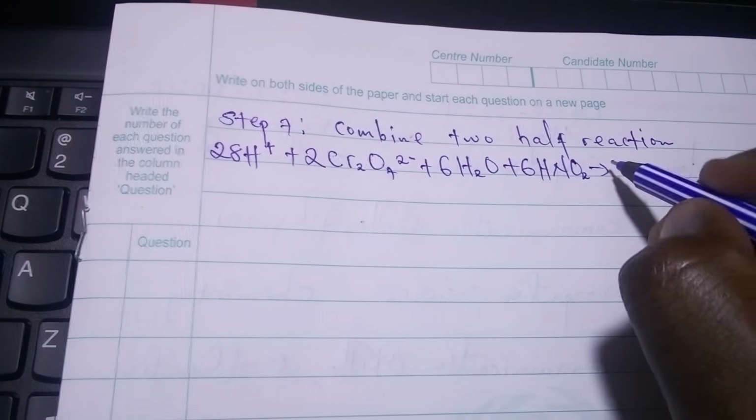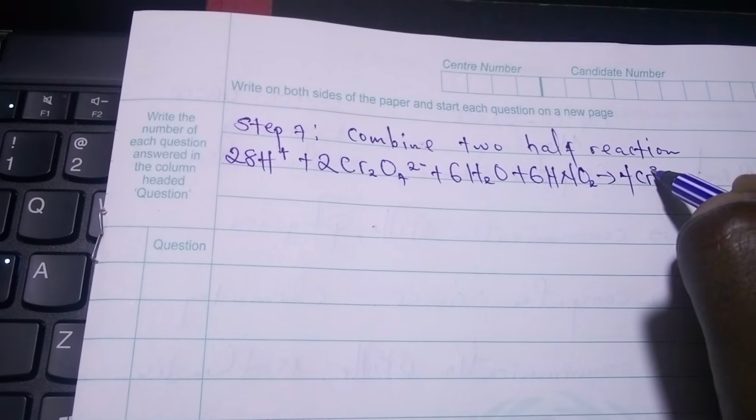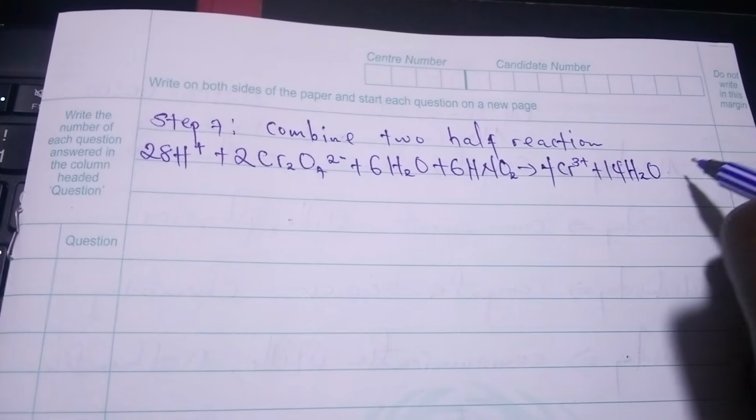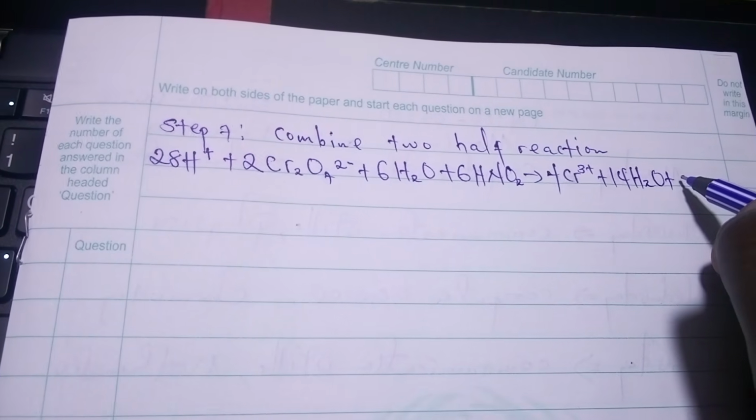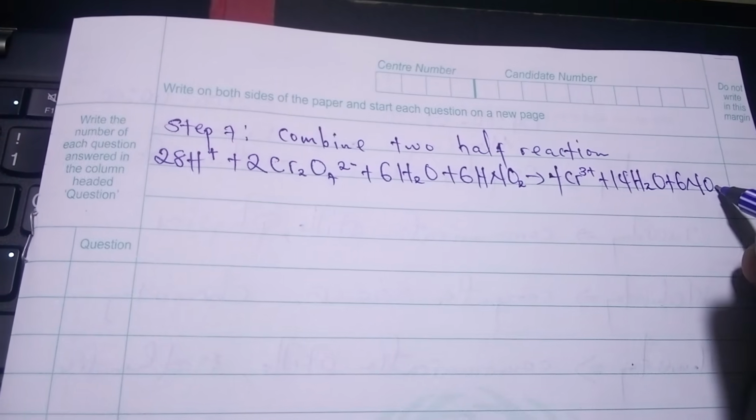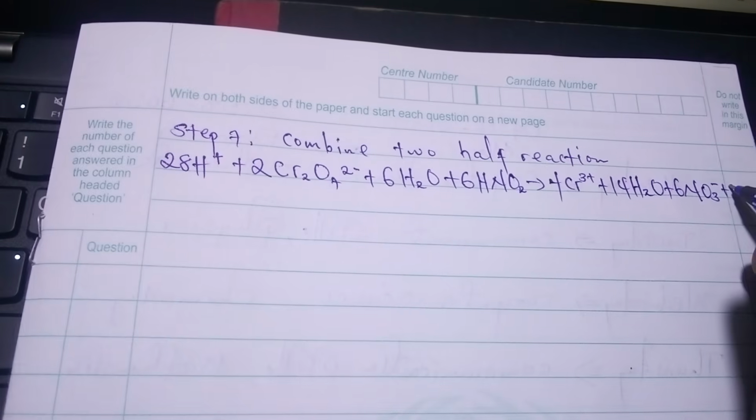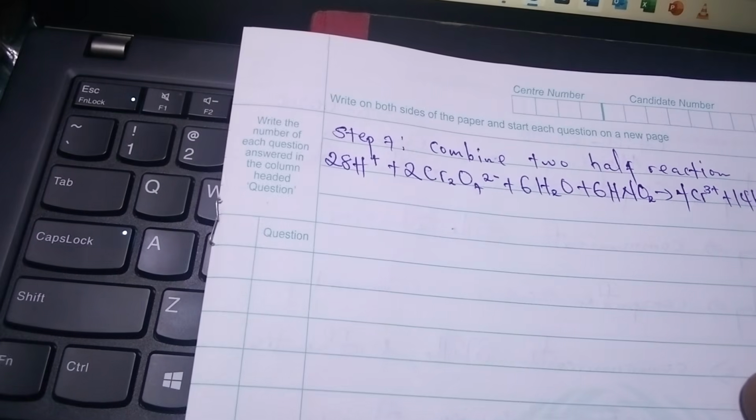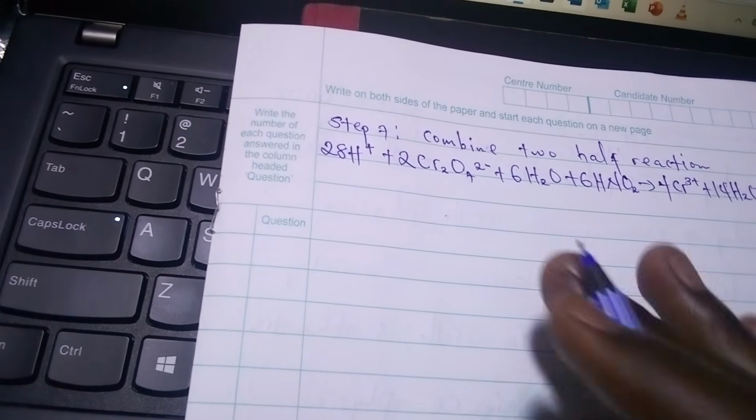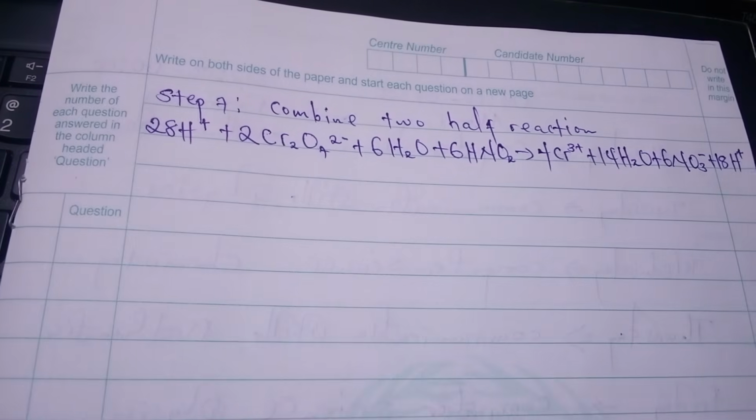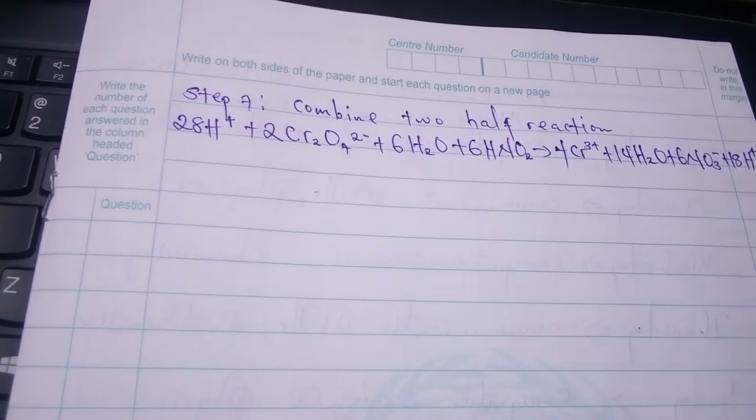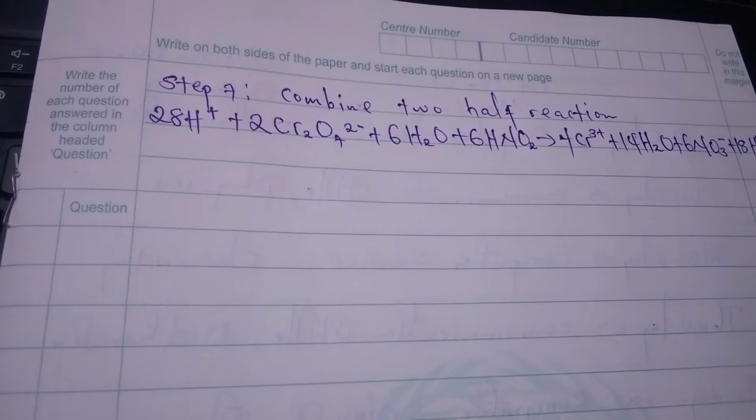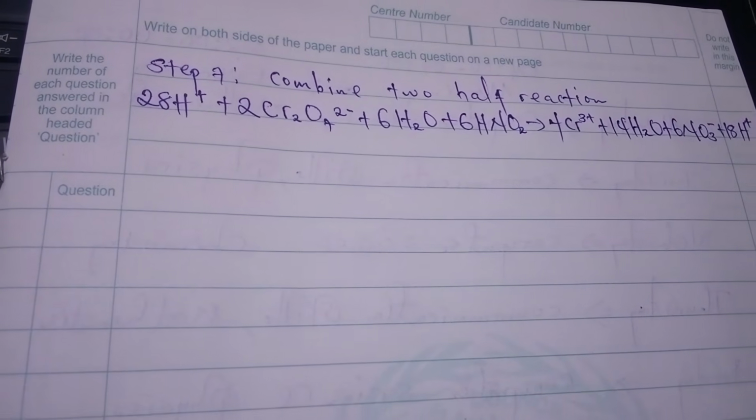So that is 4Cr3+ plus 14H2O plus 6NO3- plus 18H+. Now from there, writing like this, if they told you to balance in acidic medium, it means that you can end here in acidic medium. Now the question is stating us to balance it in basic medium.